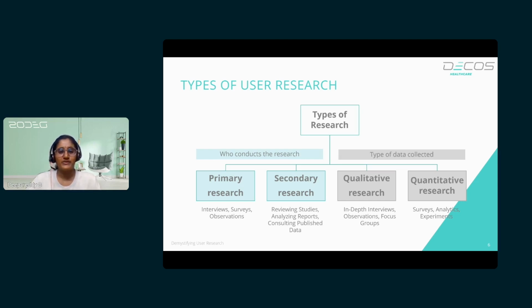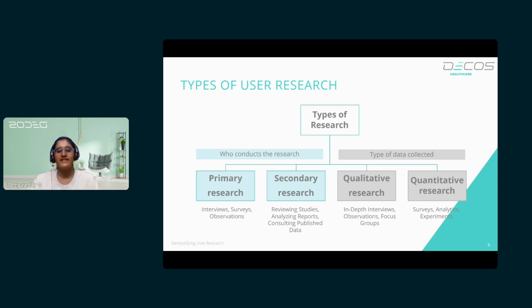Moving on to quantitative research. This type of research measures and analyzes numerical data to identify trends and patterns. It basically answers how many, how much, how often questions using surveys, analytics, and experiments. These are quantitative user research methods.